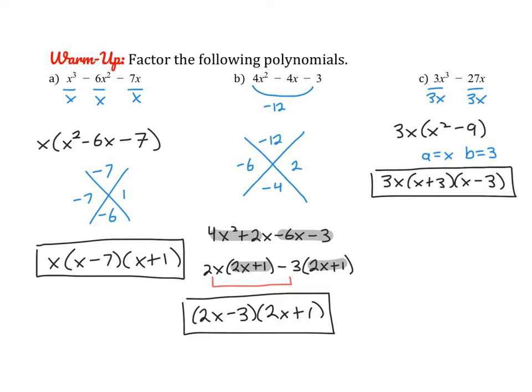And then the last example, here first you need to factor out a GCF of 3x, leaving you with x squared minus 9. And then hopefully you realize this can be factored more using difference of two squares. So here's your final factored answer.